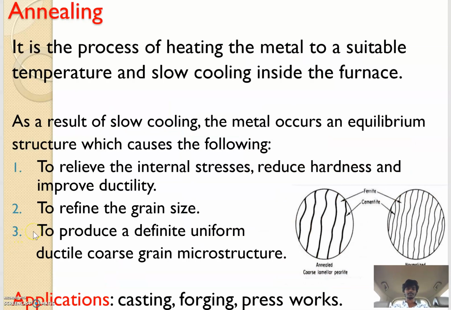So now annealing. It is the process of heating the metal to a suitable temperature and slow cooling inside the furnace. As a result of slow cooling, the metal acquires an equilibrium structure which causes the following: to relieve the internal stresses, reduce hardness and improve ductility, to refine the grain size, and to produce a definite uniform ductile coarse grain microstructure. The applications of annealing are casting, forging, press works.